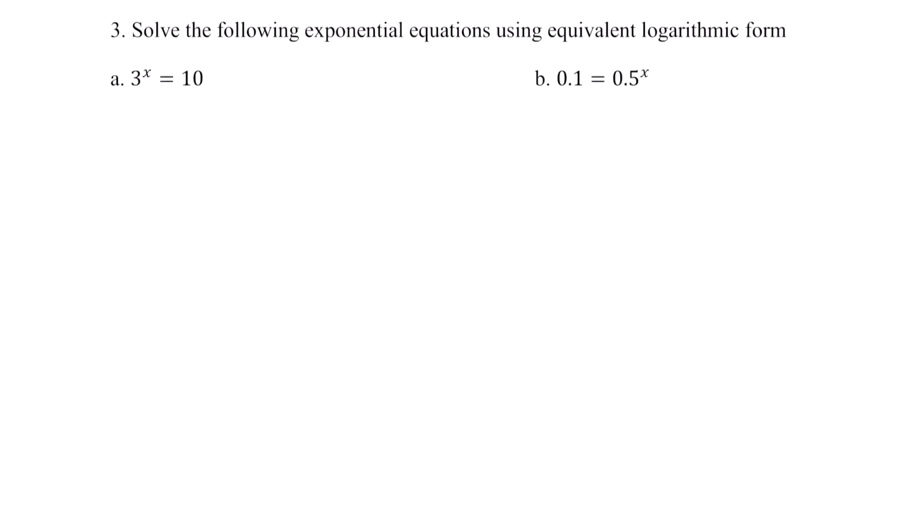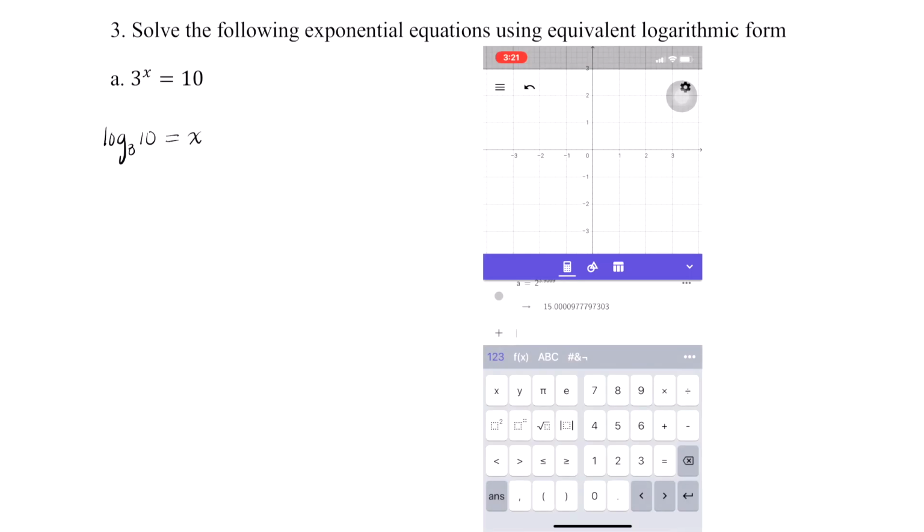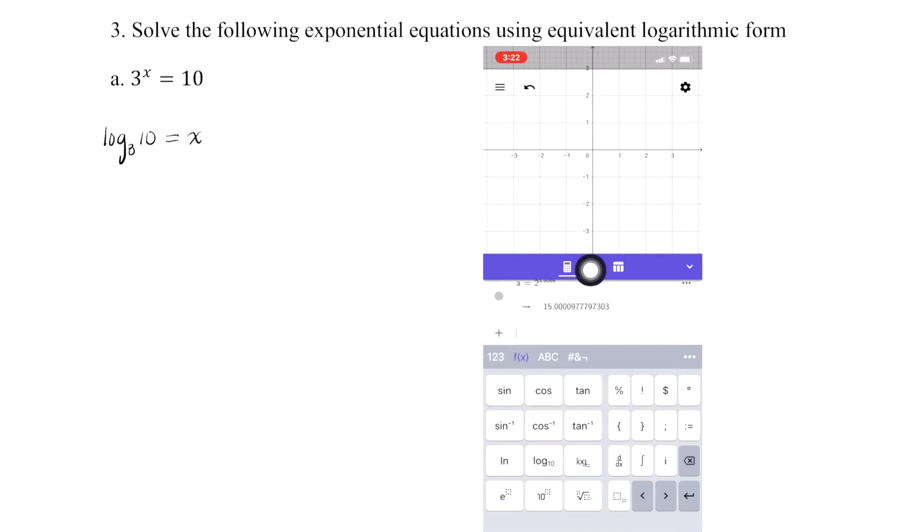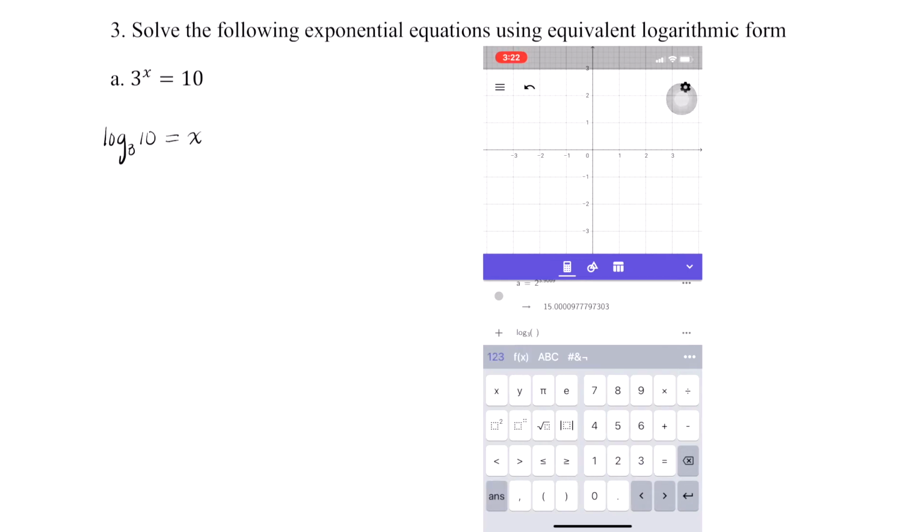Problem 3, let's solve the following exponential equations using the equivalent logarithmic form. So let's rewrite this as log base 3 of 10 equals x. So on GeoGebra here, which you should have up already, I'm going to go to this function that's a f of x, and that's here. And I'm typing in this log here with the blank box on the bottom. And on the base, I'm going to put in the number 3, then scroll over with the arrow, and then hit the number 10. And I get x is equal to 2.0959.